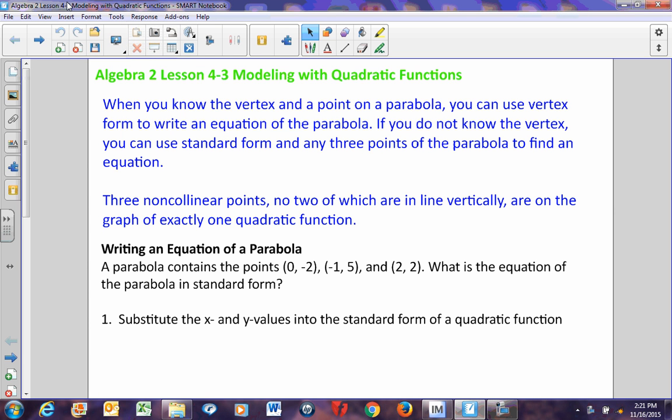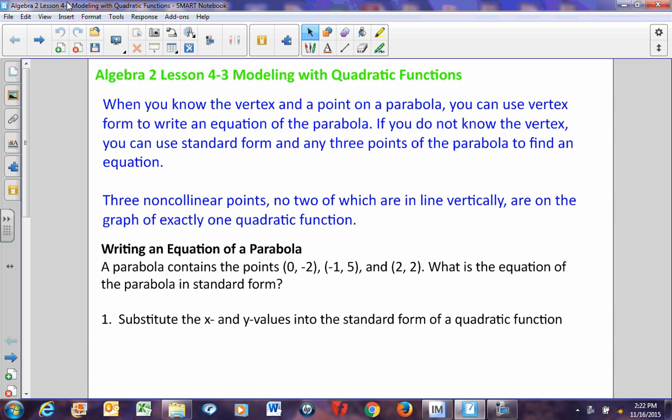This is Algebra 2, Lesson 4-3, Modeling with Quadratic Functions. When you know the vertex and a point on a parabola, you can use vertex form to write the equation of a parabola. If you don't know the vertex, you can use standard form and any 3 points on the parabola to find an equation. So today, we're going to work with how to write equations given some data.